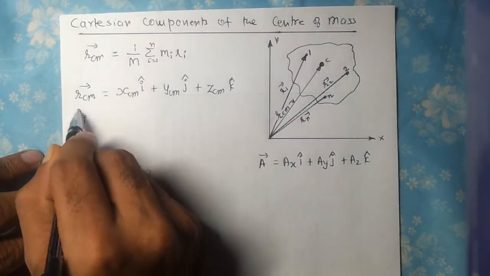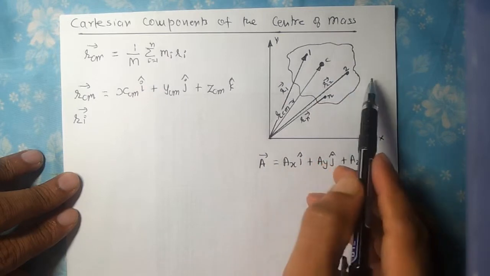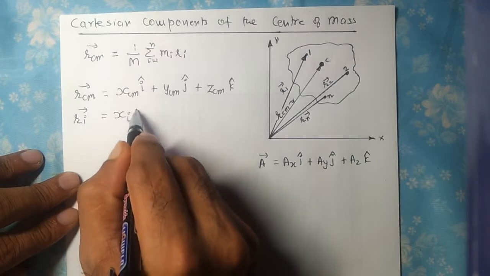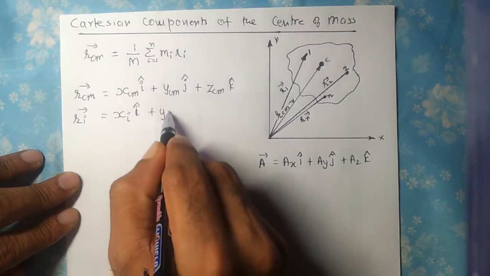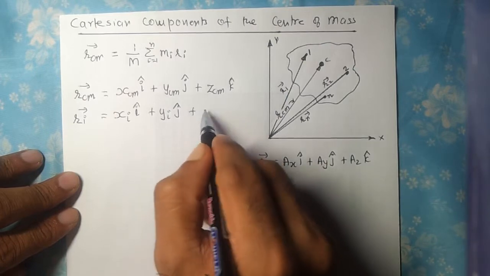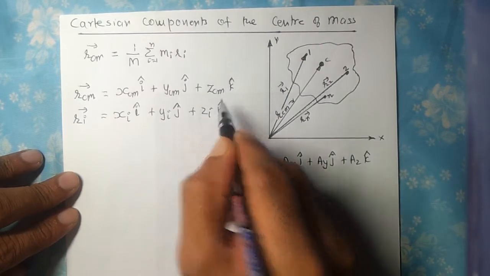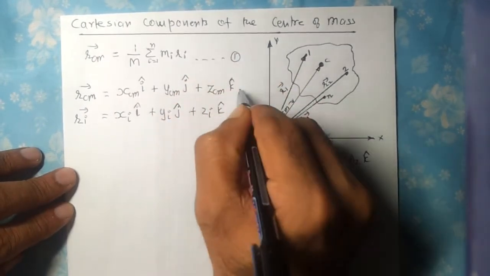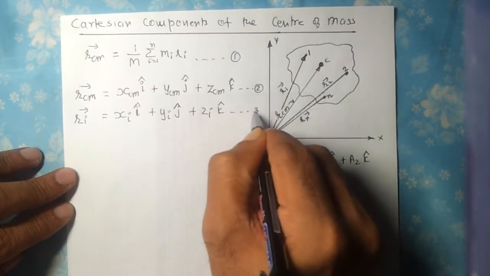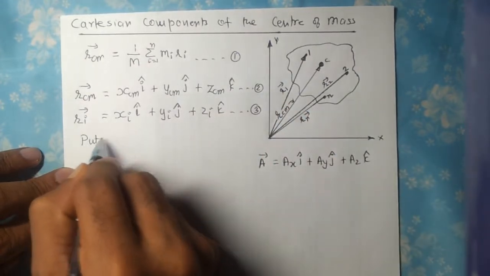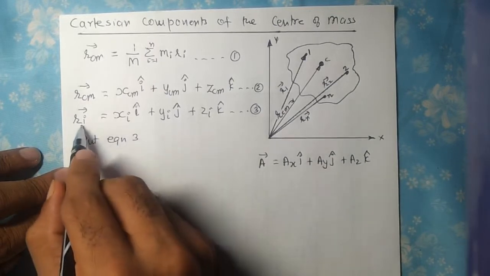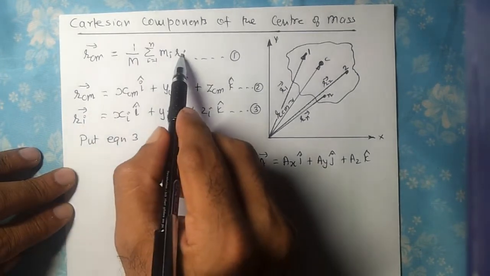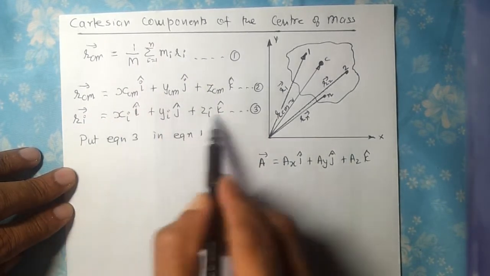Similarly, ri, that means the position vector for any of the particles 1, 2, 3 up to n, can be represented as xi i plus yi j plus zi k. Right? Let me give these equations names. Let us call this equation 1, this equation 2, and this equation 3. Now I'll put equation 3, that is the value of ri, in equation 1. So here for ri, I'll put this particular value.